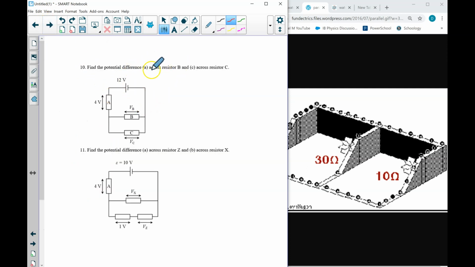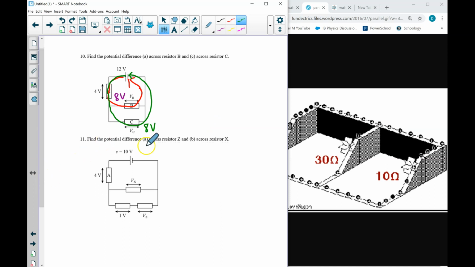10. Find the potential difference across B and C. Draw your loops, right? That's a really good trick. So you gain 12 volts, you lose 4, and how much more is there to lose? 8 across resistor B. Do the same thing, you gain 12 in the battery, you lose 4, and how much was there that we had to lose in C? 8 as well.